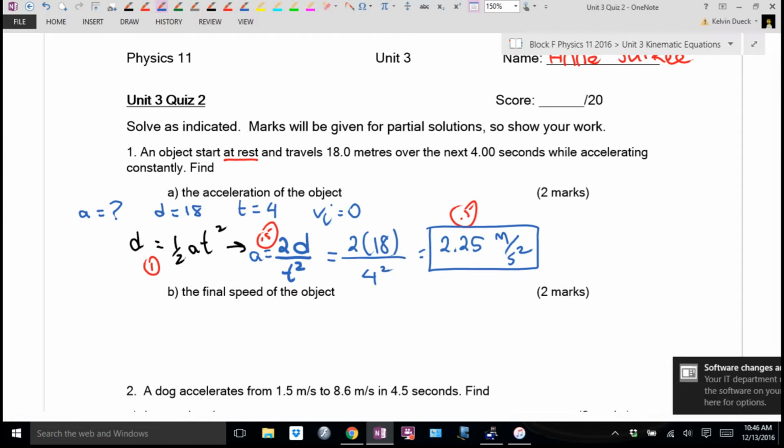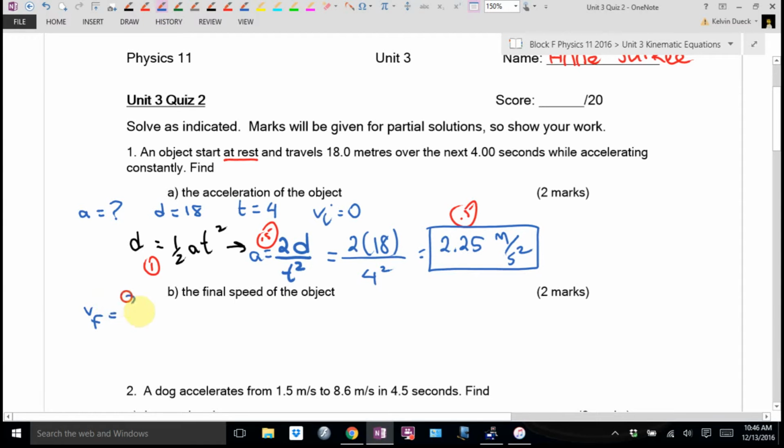B, final speed, that's VF. I'm not going to relist all my data because it's sitting right there. I'm looking for an equation that has a VF, a D, a T, a V. I guess I can use my acceleration. Technically, I should use this equation.